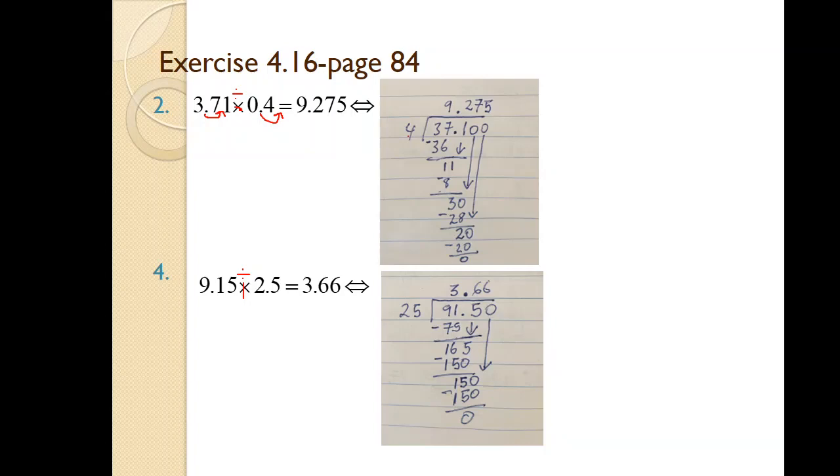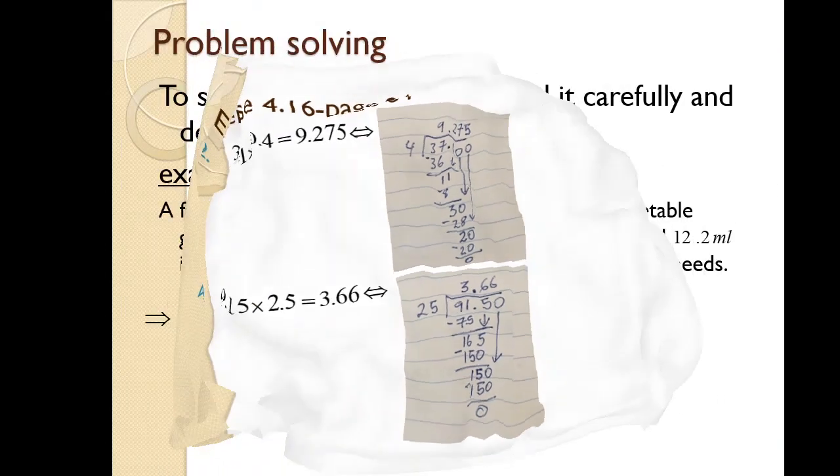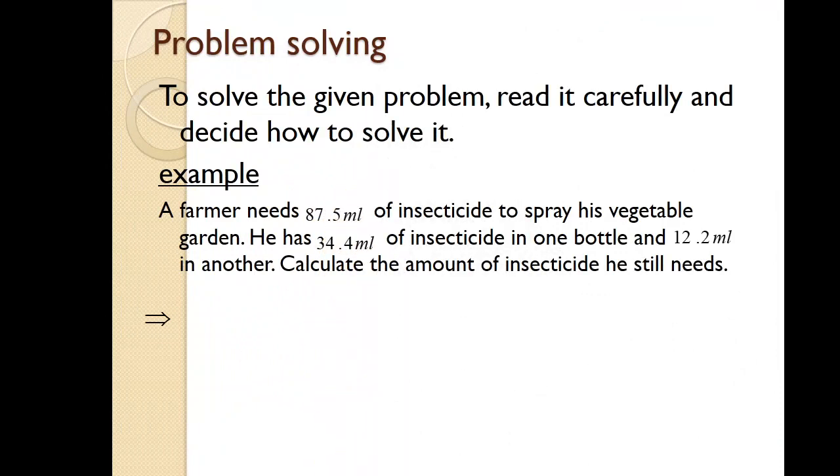Now let's move on with our lesson. So today I want us to look at problem solving. We are going to look at problems that involve decimal numbers. To solve a problem, you have to read it carefully and then decide how to solve it. That means you have to decide what operation you are going to use, whether you are going to add or subtract or maybe multiply or divide. Let's look at this example.